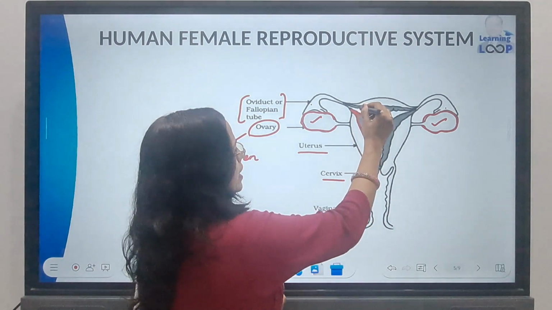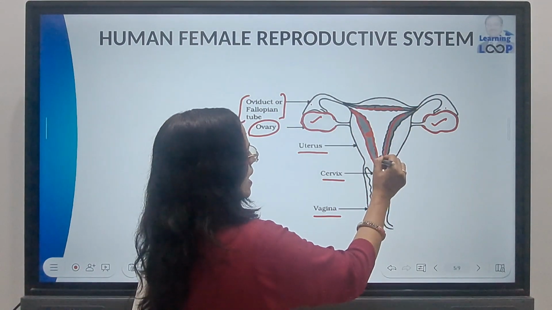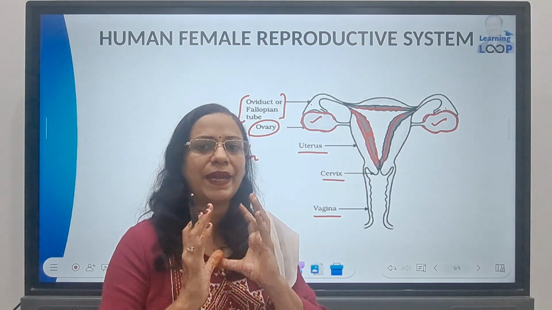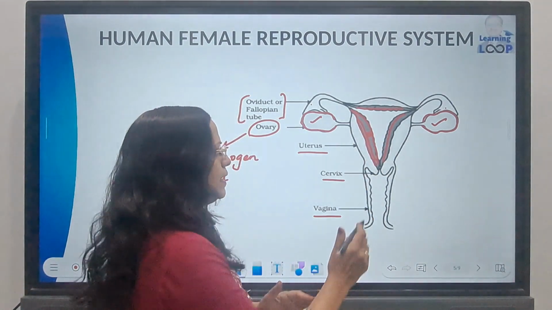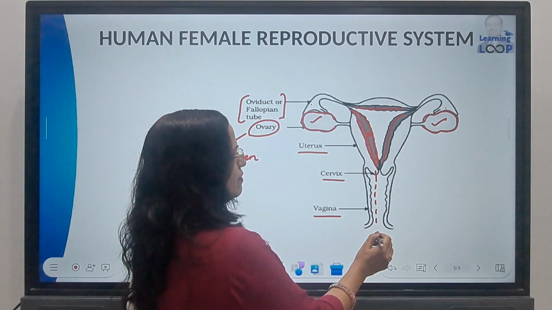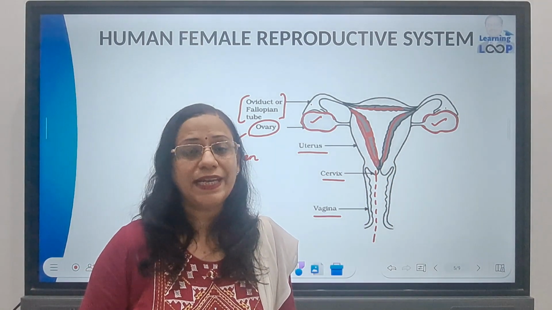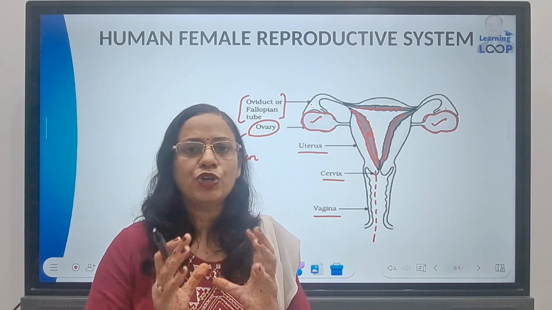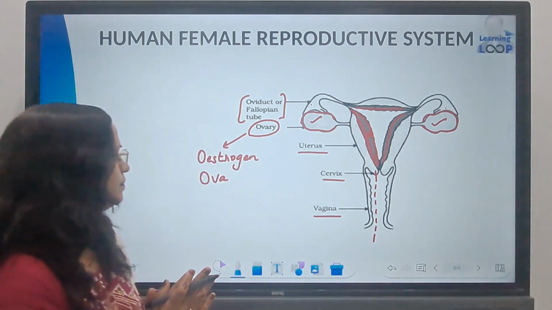Then this inner lining of the uterus, along with the egg that was released, starts breaking down and comes out through the cervix and the vagina in the form of bleeding, which is known as menstrual flow. So how do we mark the days of the cycle?